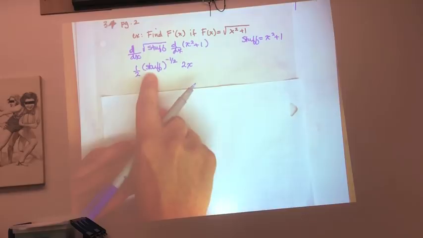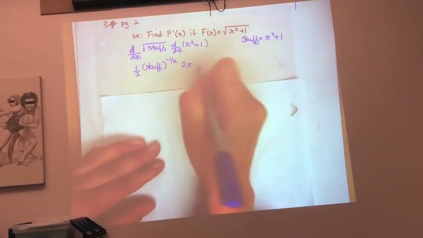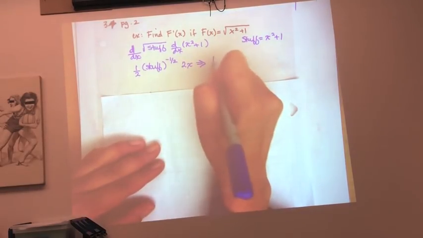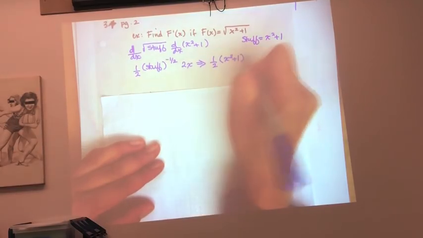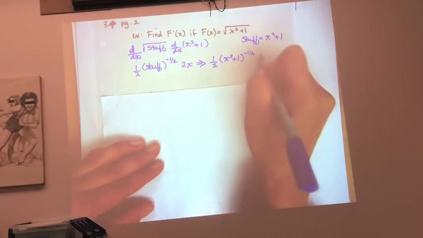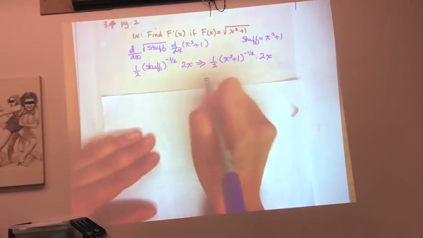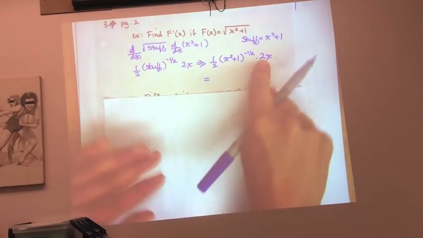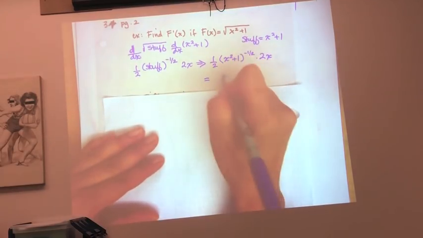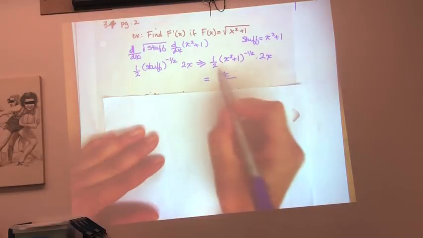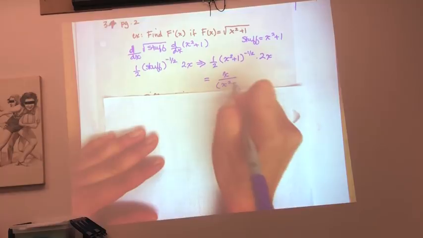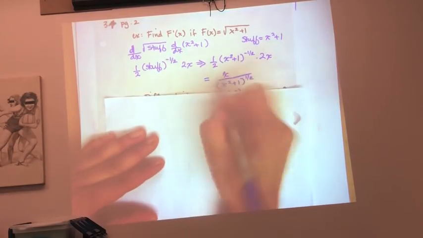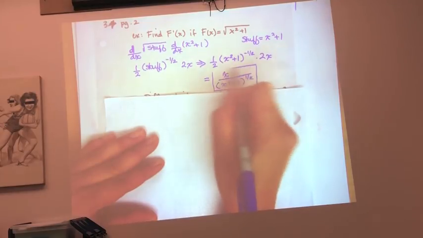Now that I'm done, I'm going to insert my stuff back in here. So I get 1/2 times x squared plus 1 to the negative 1/2 power times 2x. And I'm going to simplify that. 1/2 times 2 is 1, so on top I get x, because that's this times this. And then on the bottom I'm going to write x squared plus 1 to the 1/2 power because I don't want any negative exponents. And there's my answer.